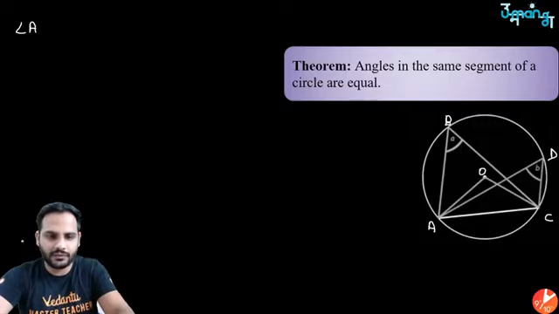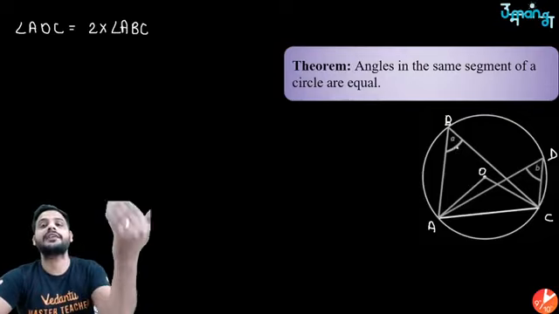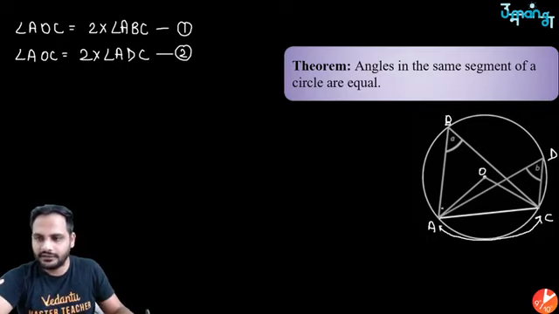Angle AOC will be equal to double of angle ABC, just because of the previous theorem. The angle at the center subtended by an arc is double the angle subtended by it in the remaining part of the circle, right? Equation 1. Similarly, angle AOC will also be double of angle ADC, because it is also in the remaining part of the circle, not on this arc.